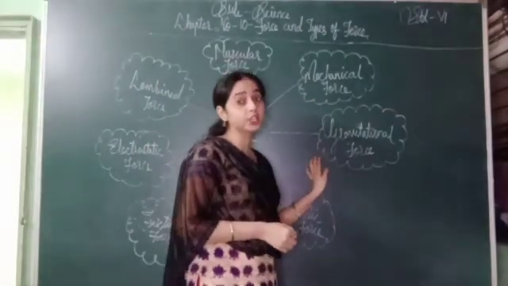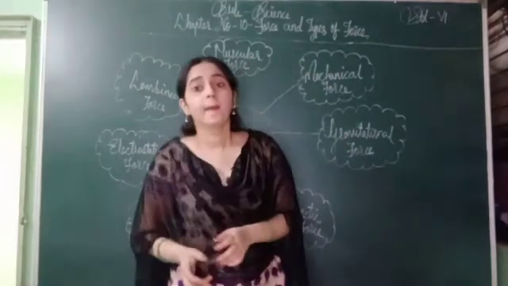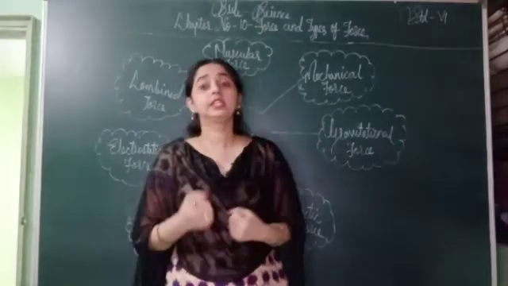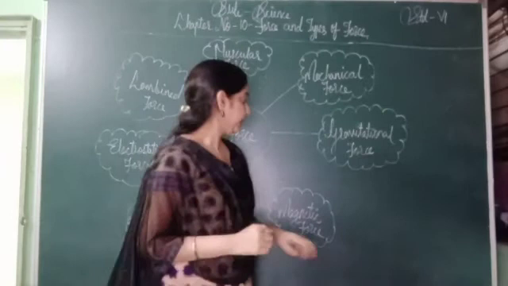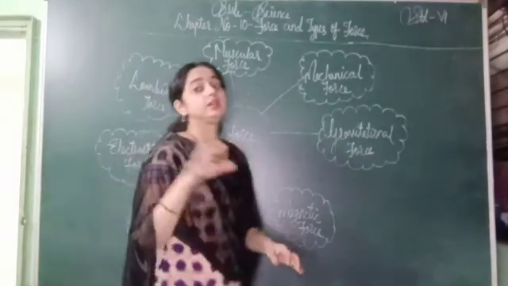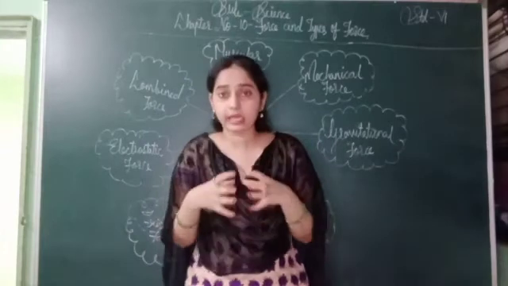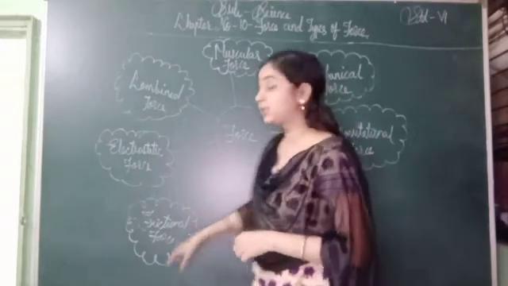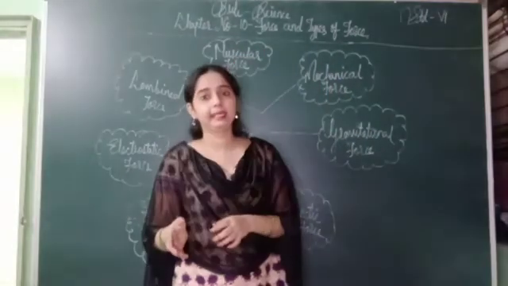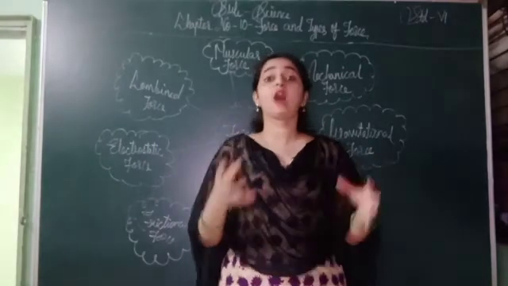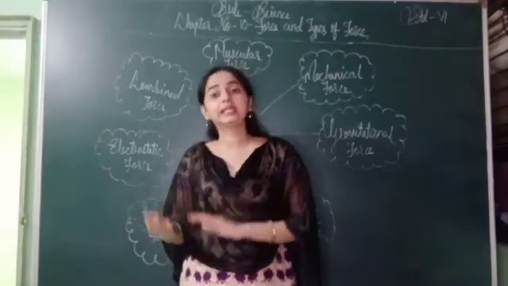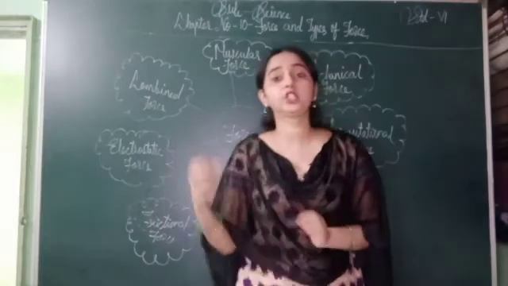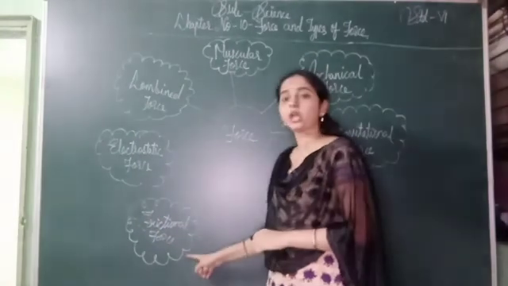Next is gravitational force. The force applied by the earth to pull an object towards itself is called gravitational force. Next is magnetic force. The force exerted with a magnet is called magnetic force. Next is frictional force. The force created by two surfaces of objects rubbing against each other is called frictional force.